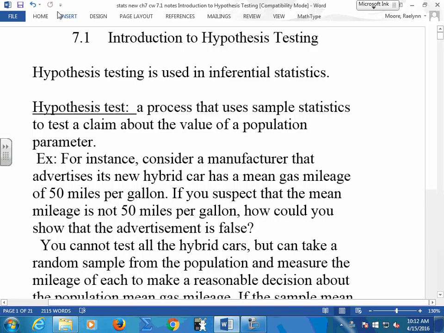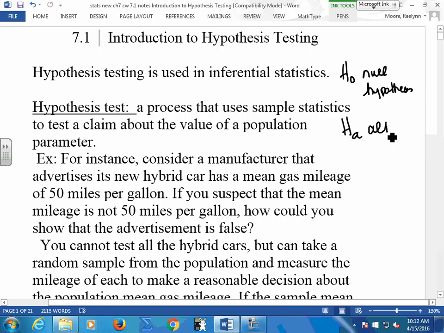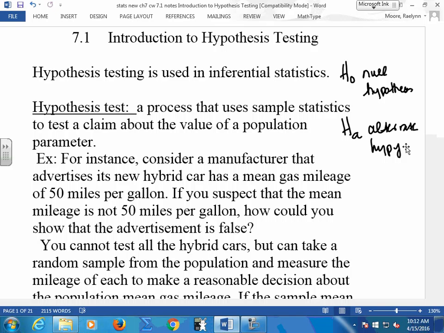So hypothesis testing is what we're going into right now. And with hypotheses, you get two. You get an H0, which we call a null hypothesis, and you get an HA, which we call an alternate hypothesis. Most kids will say H0, HA, which is fine, as long as you can differentiate between the two. And we'll figure out which one has an equal sign and which one doesn't have an equal sign.